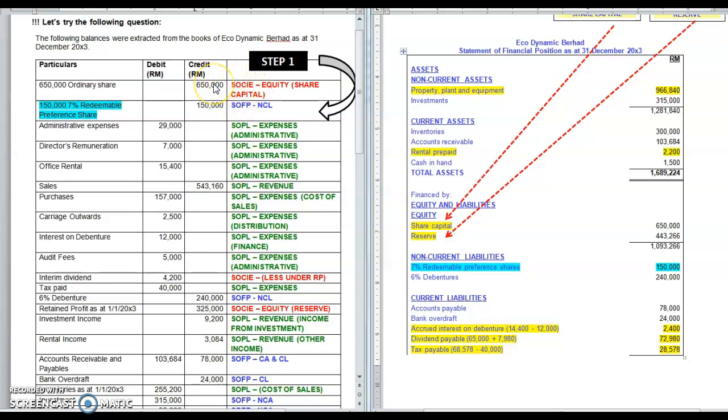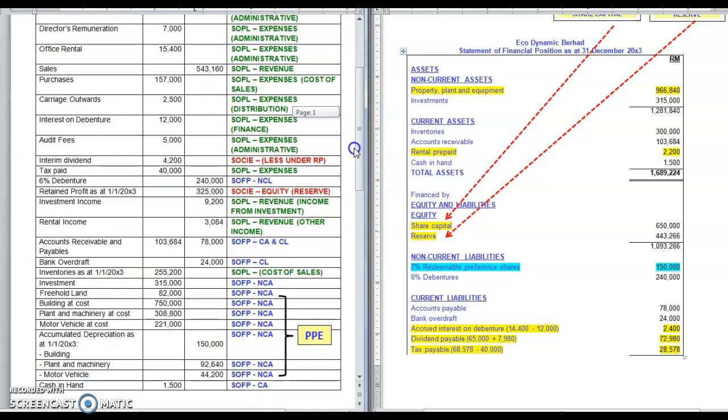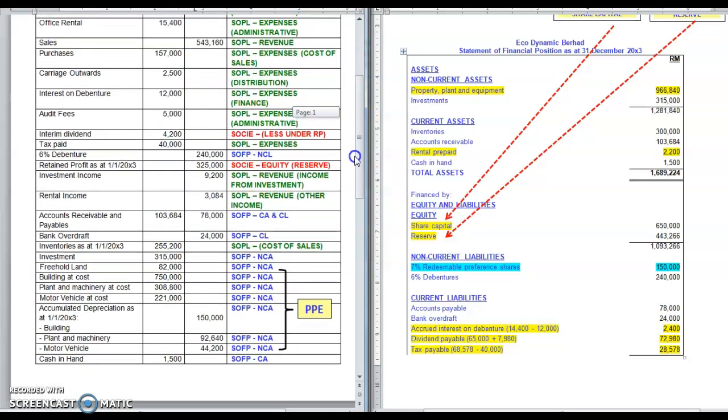Here, we are going to identify the items that need to be reported in the statement of financial position by identifying the elements of assets, equities, and liabilities. Therefore, based on this question, I have identified all the items to be reported in the statement of financial position in blue font.